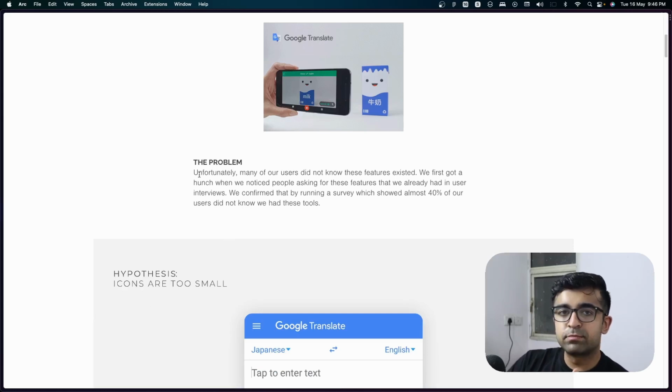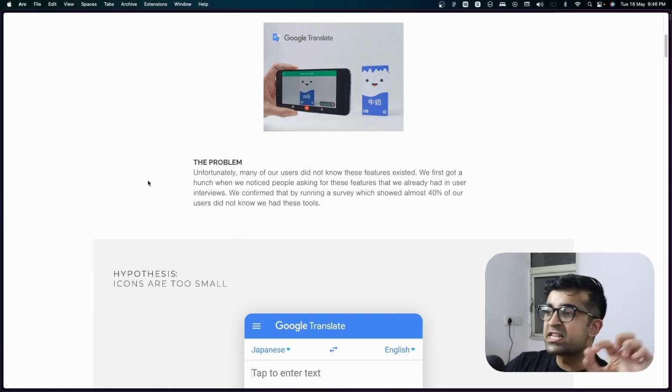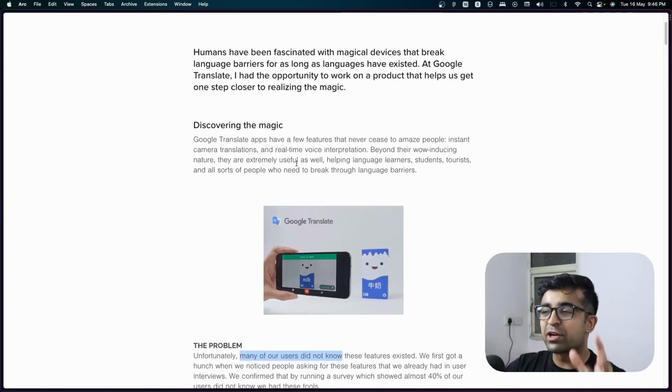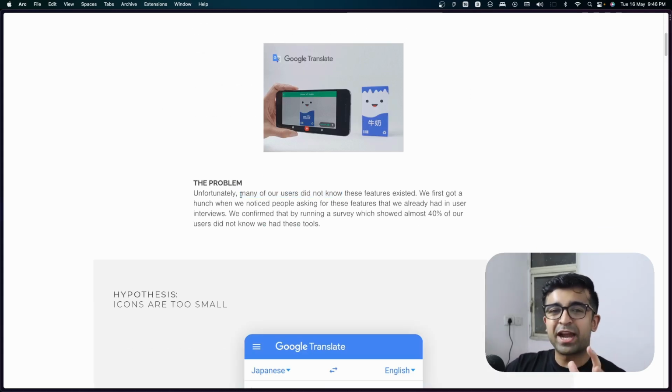The problem, again, the problem is upfront, something that you guys should focus on. And the best part about this problem statement is it just starts with the user. So this is clearly a user-centered design. Unfortunately, many of our users did not know these features existed. So this person is talking about a set of features. I just wish they had given a little more context with the actual terminology and what they're talking about.